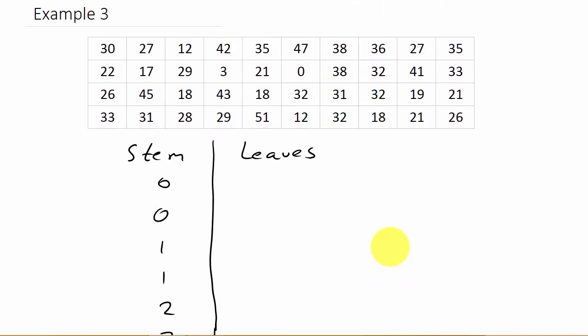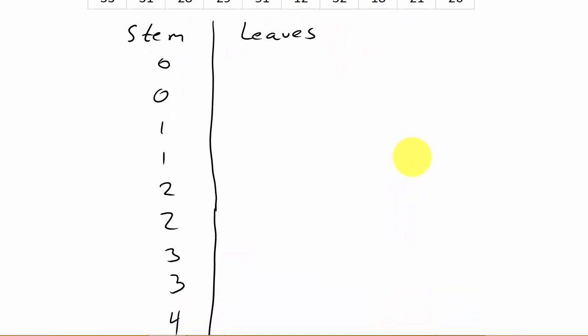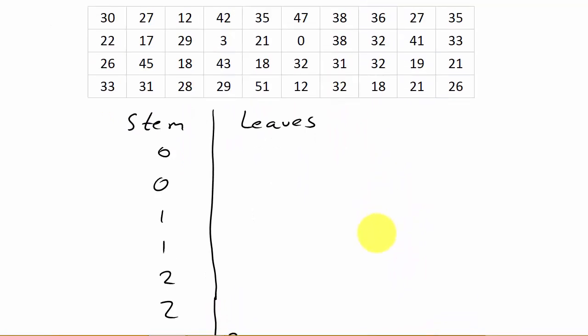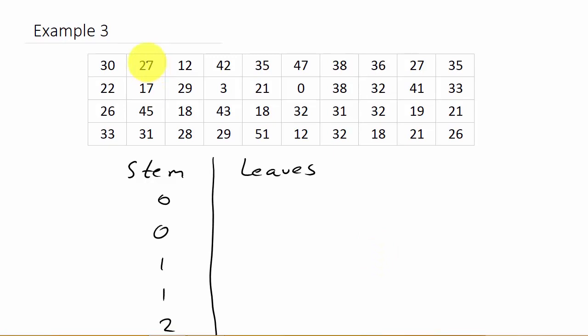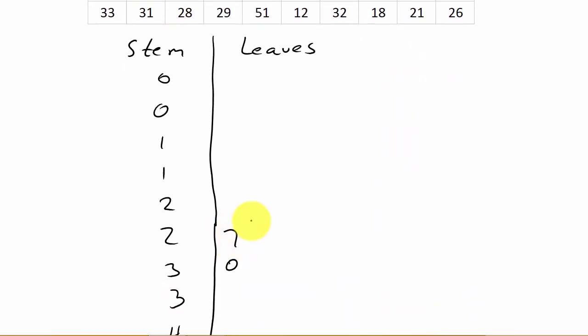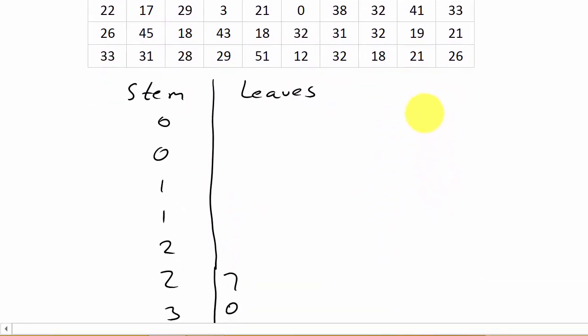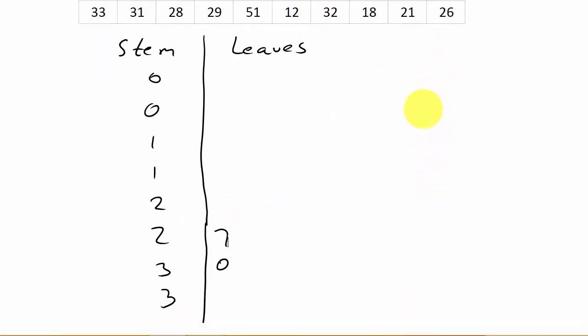All right, I'm going to go through a few of these to show you what we're doing. You can see here that we have the number 30, so I would put the 0 here. The 27, I would put the 7 here. Let me explain what I'm doing. Let's just look at the 2s, which are for the numbers in the 20s.